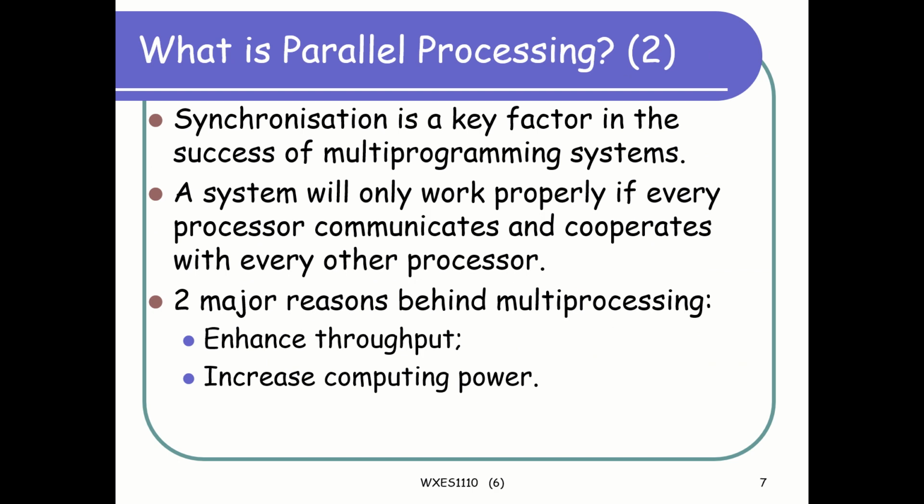So synchronization is a key factor in the success of multiprocessing systems. So you don't want to mess up, not in order or something, or an incorrect value. A system will only work properly if every processor communicates and cooperates with every other processor. You can have one processor with multi-core or multi-processors. Two major reasons behind multiprocessing are enhanced throughput and increased computing power.